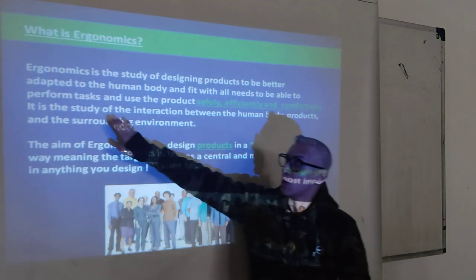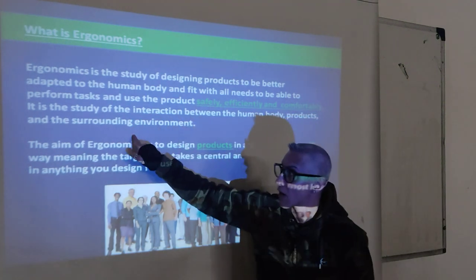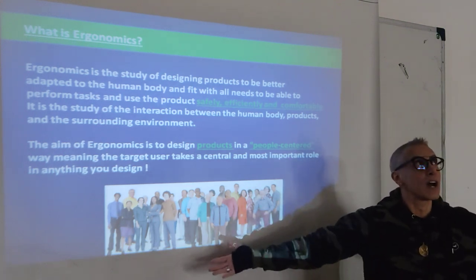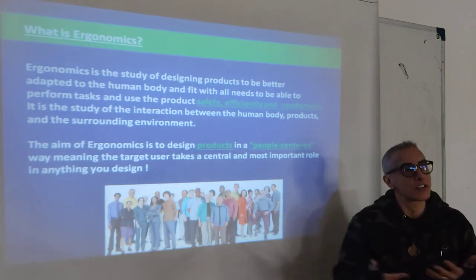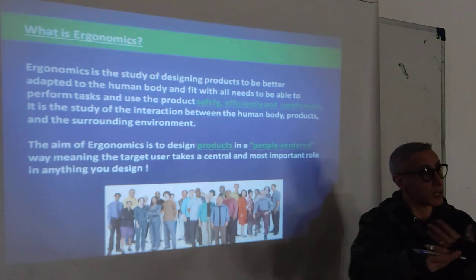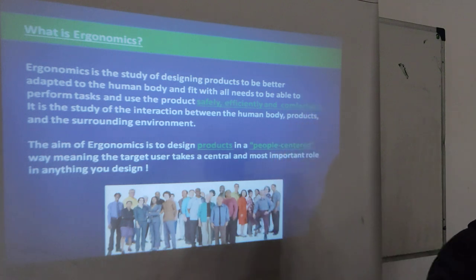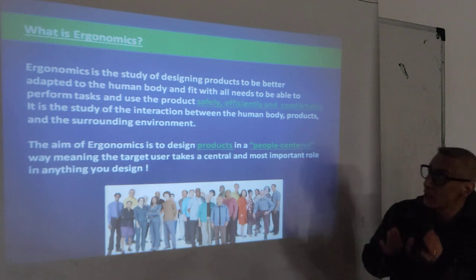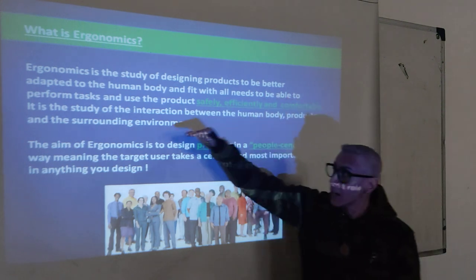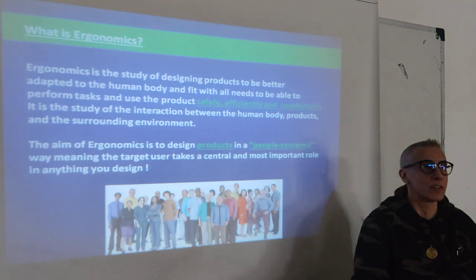So ergonomics is the study of the interaction between the human body, the products, and the surrounding environment. So, there is a human, there are products, and there is an environment, the surrounding. There is a constant interaction between the human, the products, and the environment. When I'm, for example, taking this pen in my hand, I'm actually interacting with it. When I take this cup, there is an interaction. We will talk about these things more later, in detail. But basically, ergonomics is the study of interaction between the human, the products designed, and the environment surrounding you. You're always in an environment. Now you're in this classroom, this is an environment, the surrounding.